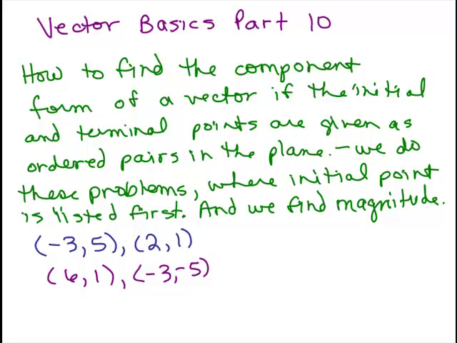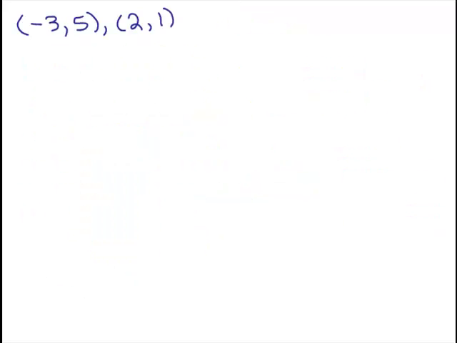This is part 10 of Vector Basics. We're going to learn how to find the component form of a vector if the initial and terminal points are given as ordered pairs in the plane. And we do these problems where the initial point's listed first. So that means the second is the terminal point where the arrow would go. And we're going to find the magnitude. So let's work on these.